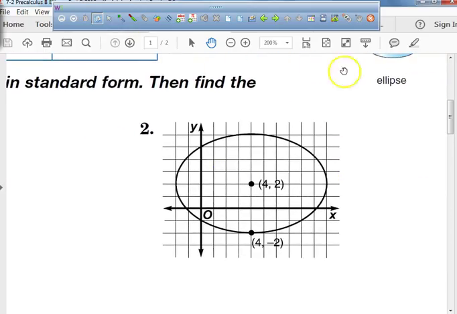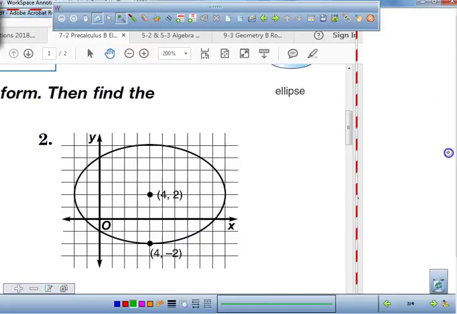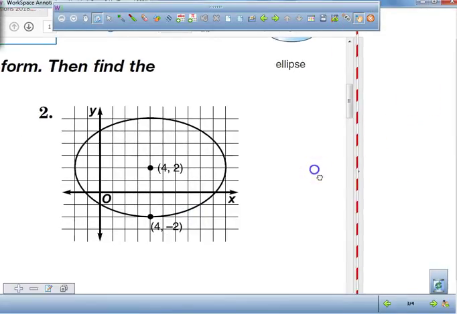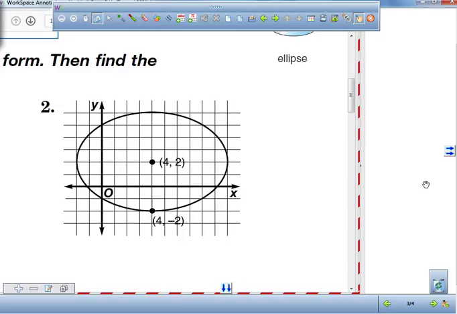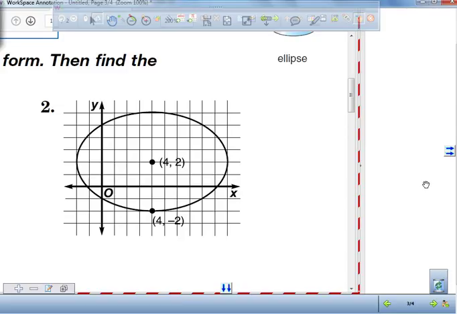Number 2, everybody. If you look at number 2, you can see the ellipse looks a little bit different. So right now, when you look at that ellipse, what was the first thing that you noticed about this ellipse? It's a circle.